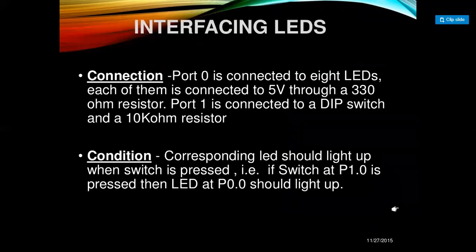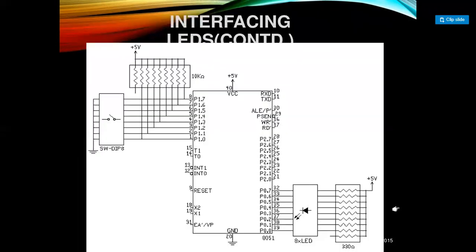Now, port 0 is connected to the 8-bit LED. Each of them is connected to 5 volt through a 330 ohm resistor. Port 1 is connected to DIP switch and 10 kilo ohm resistance. The condition is that the LED should light up when the switch is pressed, and if the switch at port 1 is pressed, then the LED at port 0.0 should light up.